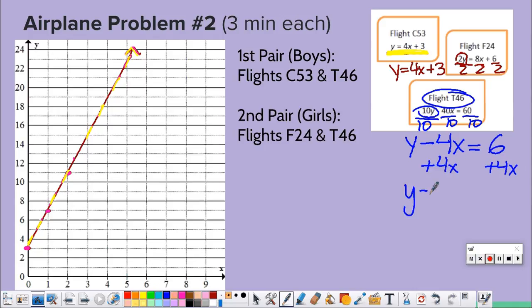So that y is equal to 4x plus 6, or 6 plus 4x. Either one. Okay, now I'm going to graph it. Where do I start? 6, and I go up 4 over 1, up 4 over 1. Well, if I can get it.